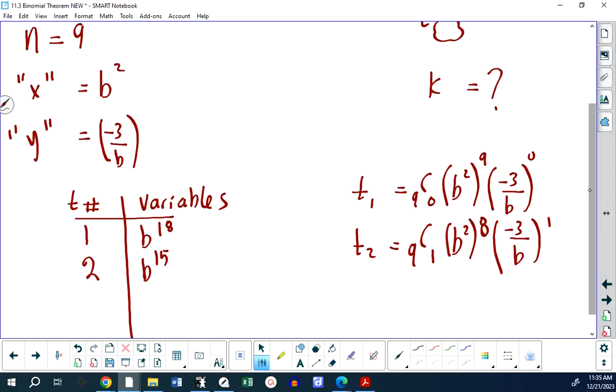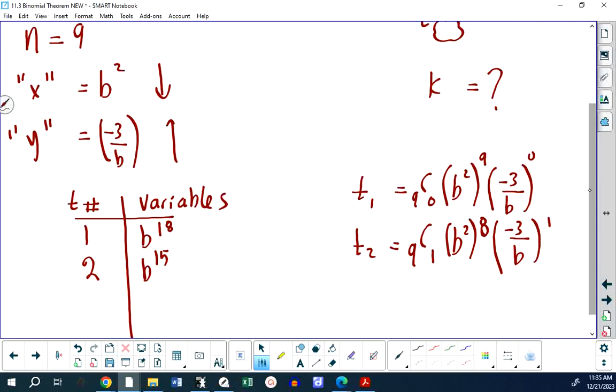Now, the deeper question is this. How many of you understand why this exponent count has dropped by 3 in going from one term to the next term? What's happened is we've lost one of these. So we've lost 2 b's right out of the gate. And we've gained one of these. But one of those is divided by b.